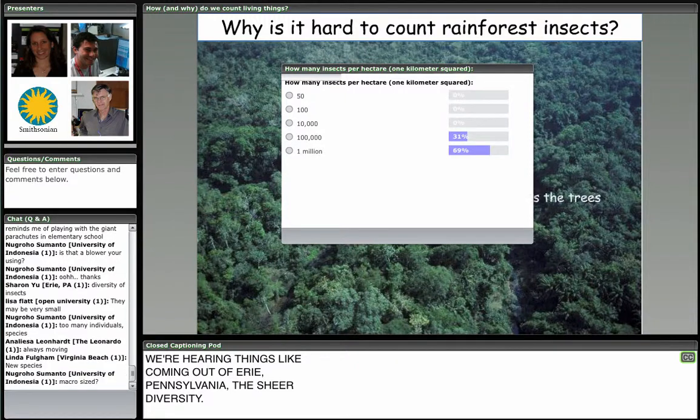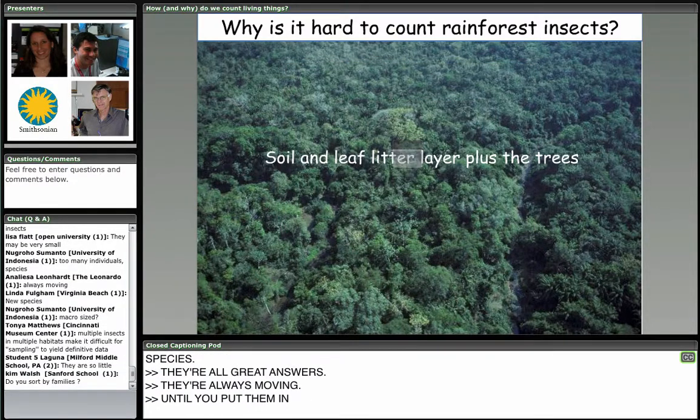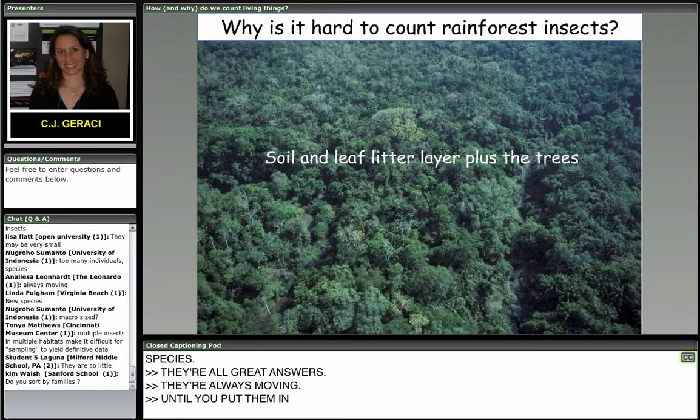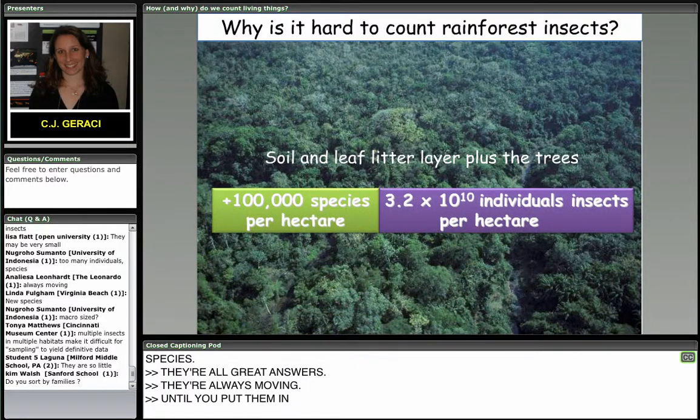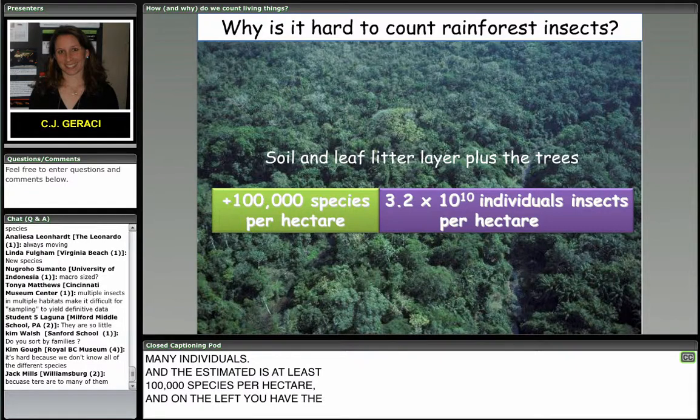Okay, so the answer to the poll, and this is based on some work that Terry did with some colleagues estimating how many different species and how many individuals, is at least 100,000 species per hectare and 3.2 times 10 to the 10th individual insects per hectare. So on the left you have a species richness number, and on the right you have an individual abundance number, and we'll talk about those terms in a little bit.